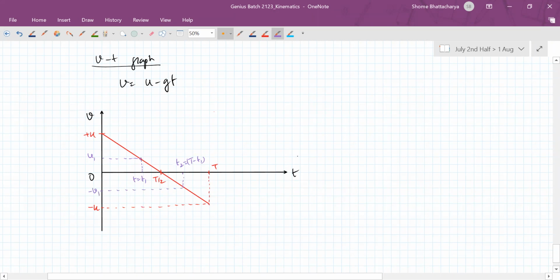Okay. So for example, if you are observing the motion 2 seconds after start, and then again you are observing the motion 2 seconds before it hits the ground at the end, you'll see that they'll have symmetrical velocities, plus V1 and minus V1. So that's one point of symmetry.